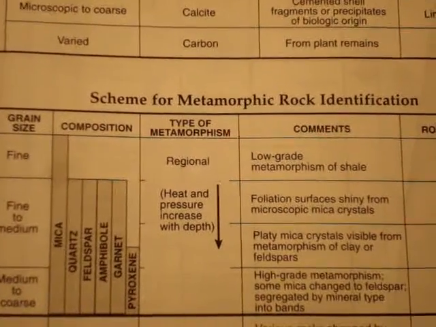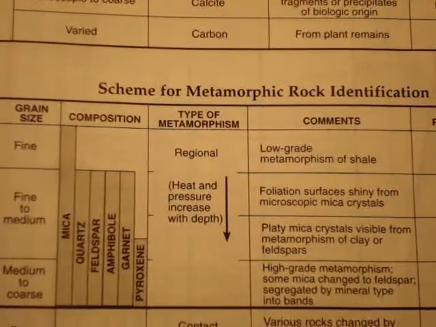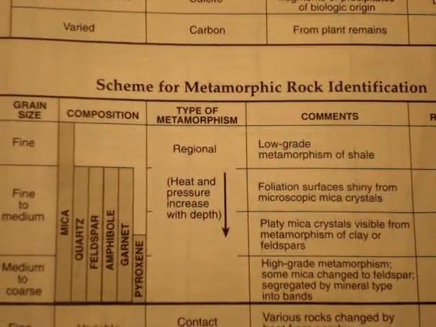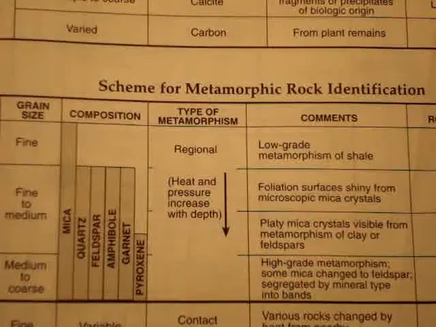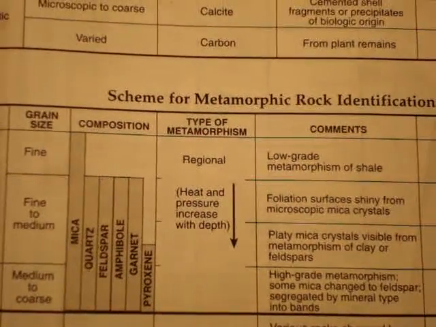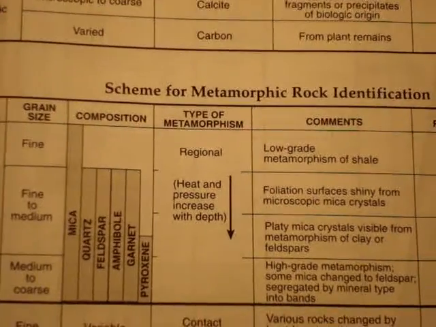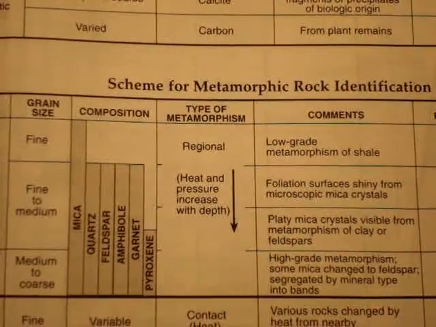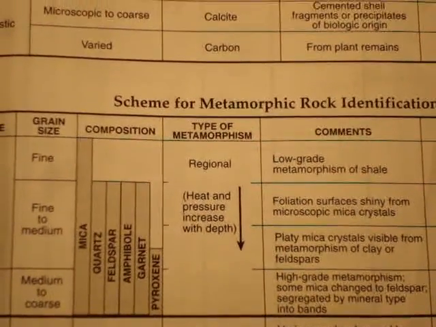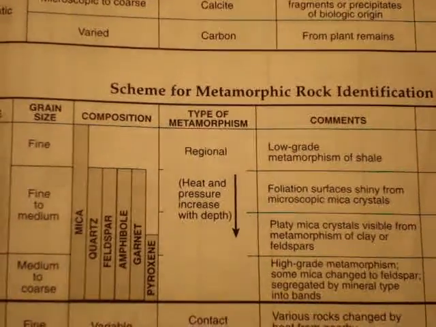You have two types of metamorphism: regional, which means metamorphism over a large area, typically associated with mountain building, and contact metamorphism, which is essentially where igneous rocks come in contact with the surrounding rocks and metamorphose those surrounding rocks due to the heat coming from the igneous rock.